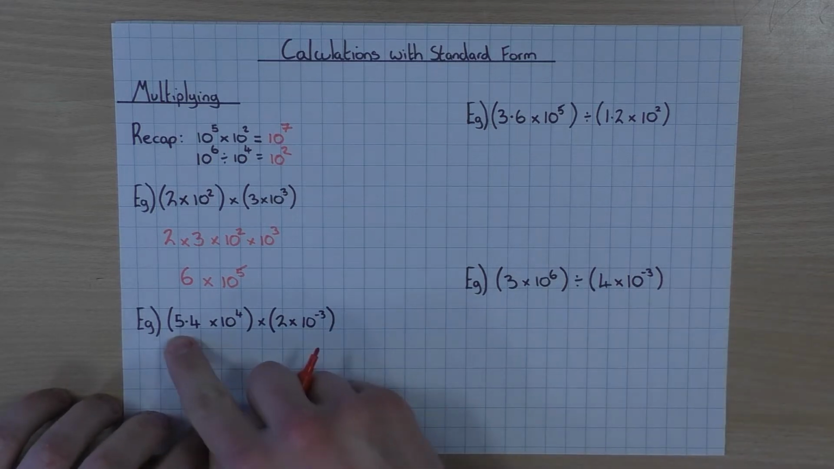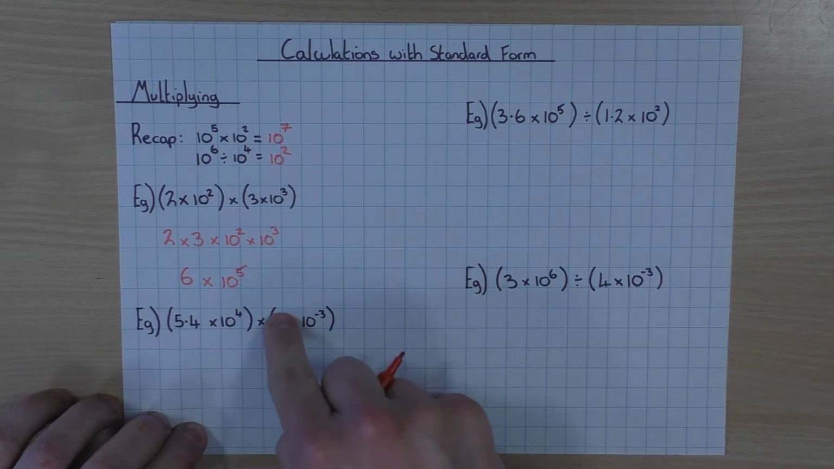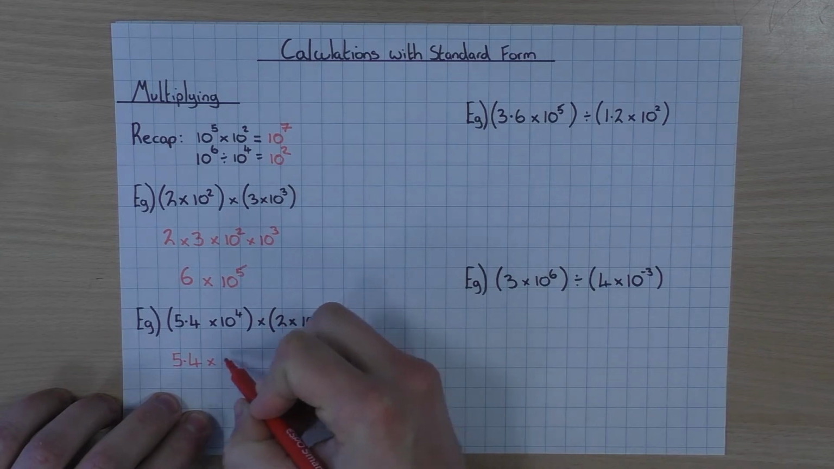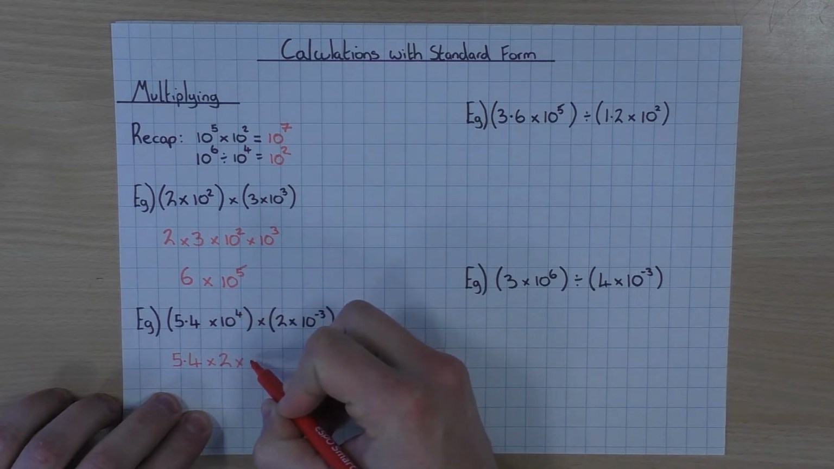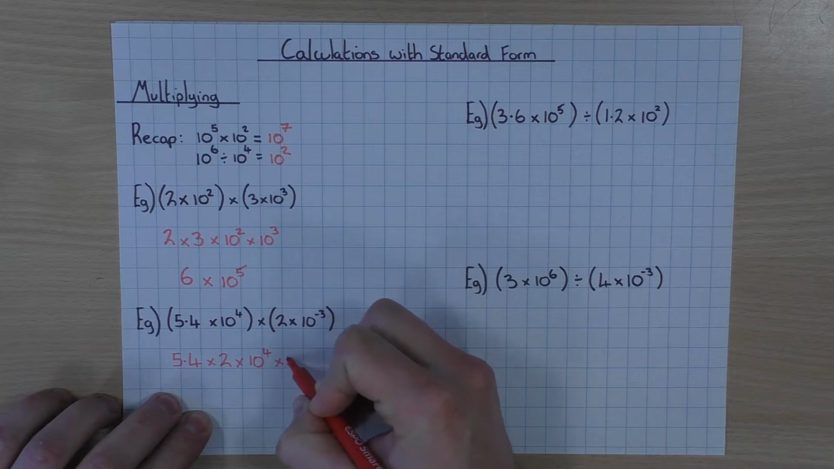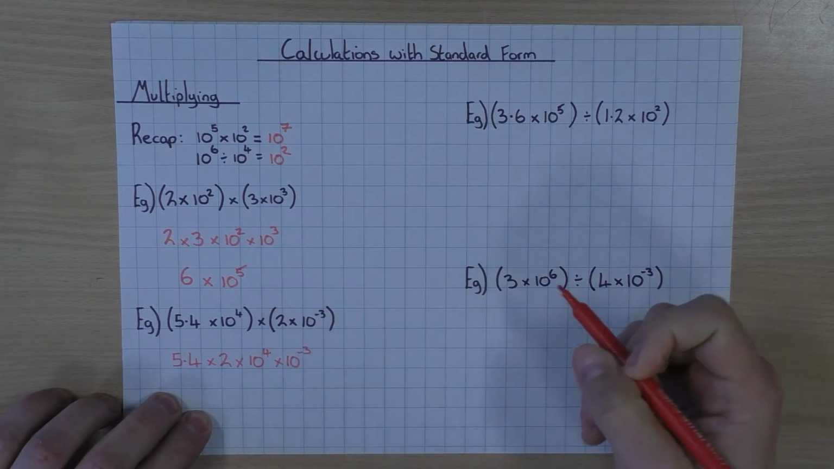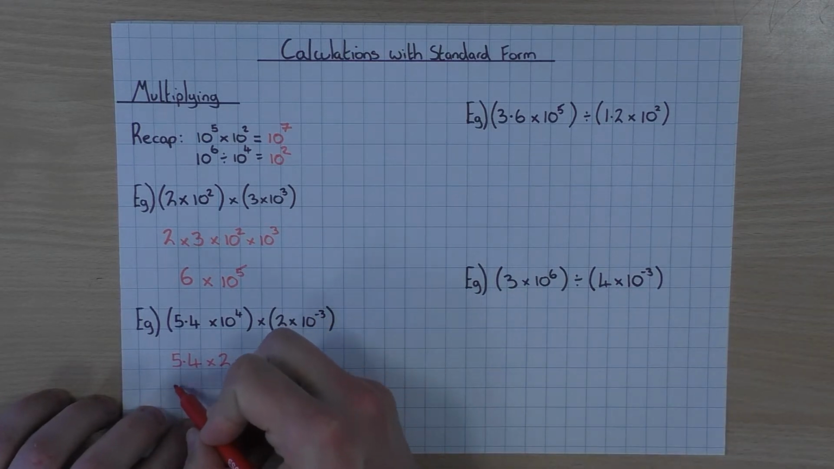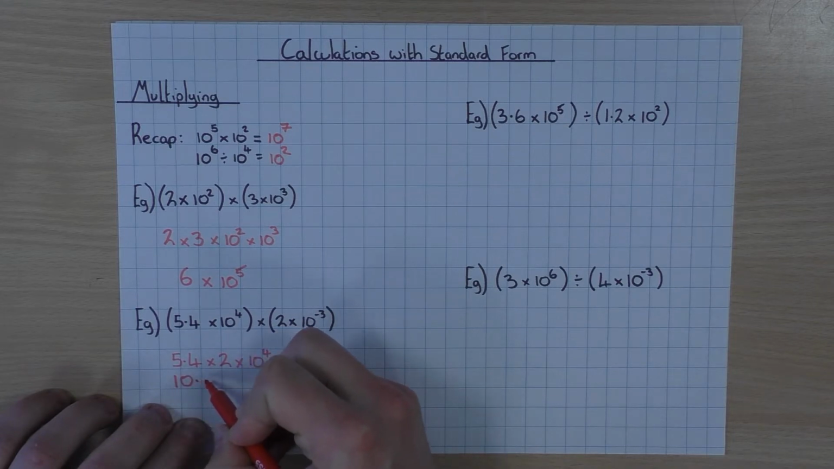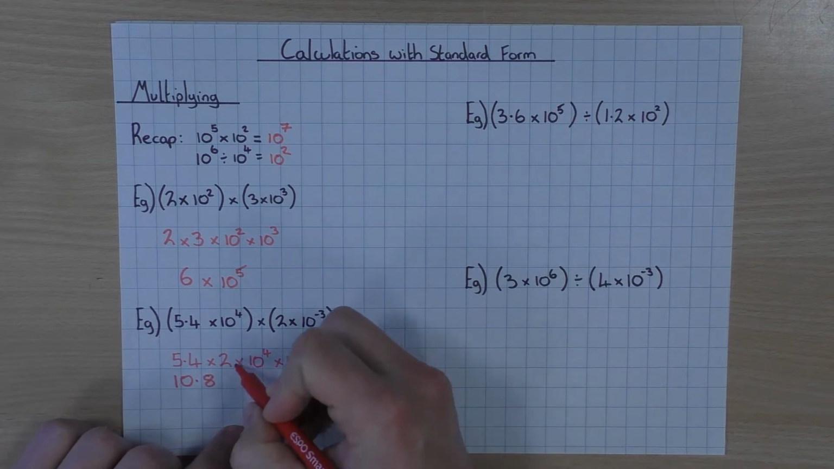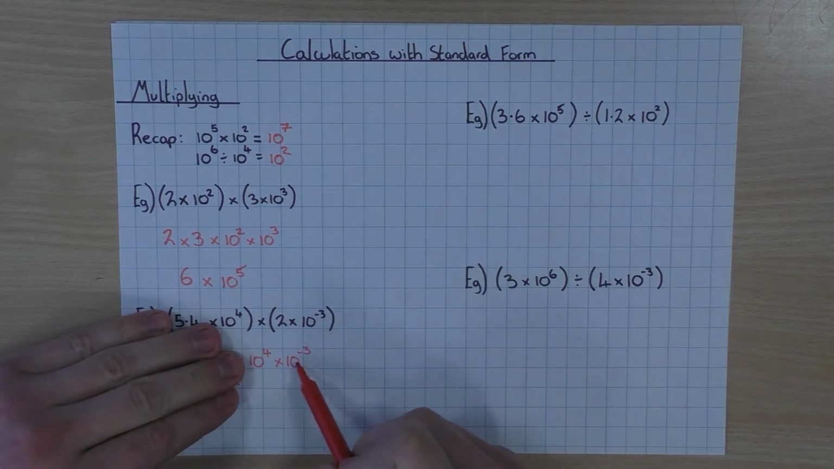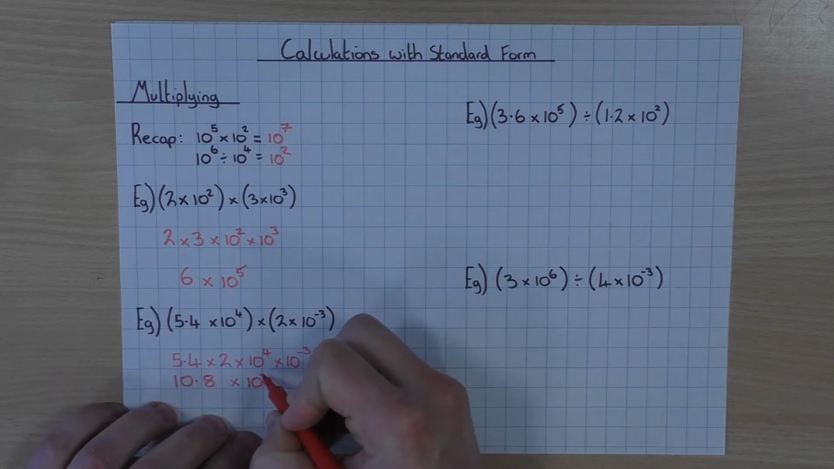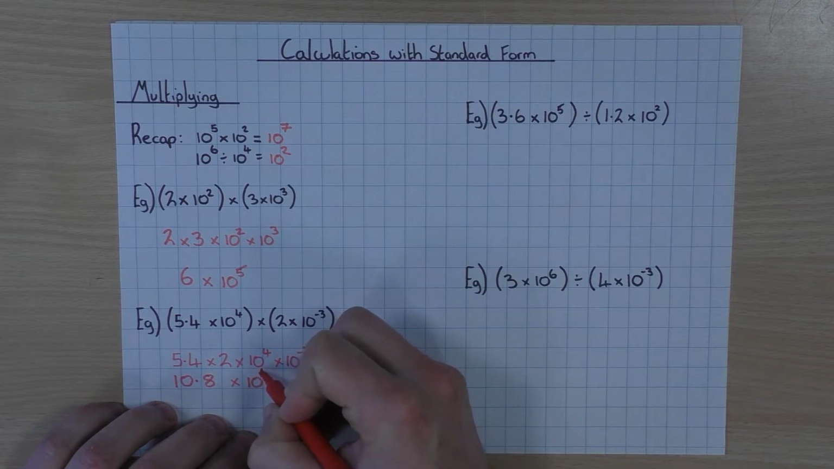Let's have a look at this example. So I'm going to do exactly the same thing. I'm going to take this number and rearrange the order. So 5.4 times 2, then I'm going to do my times 10 to the power of 4 times 10 to the power of minus 3. So 2 times 5.4 is going to give me 10.8. And then I've got my times. And again, I'm timesing these, so I'm going to add the powers. So 4 plus minus 3 is 10 to the power of 1.